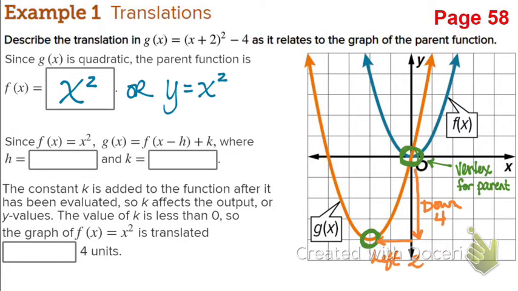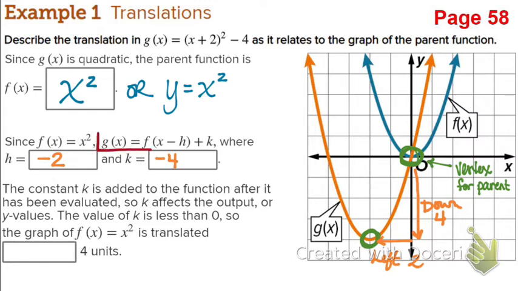H tells me how far left or right to go. If I'm going to the left, is that a positive or a negative? Negative. So h is negative 2. H controls things going left and right. K controls things going up and down. You said we went down 4. How do I describe that with just a single number? Negative 4.